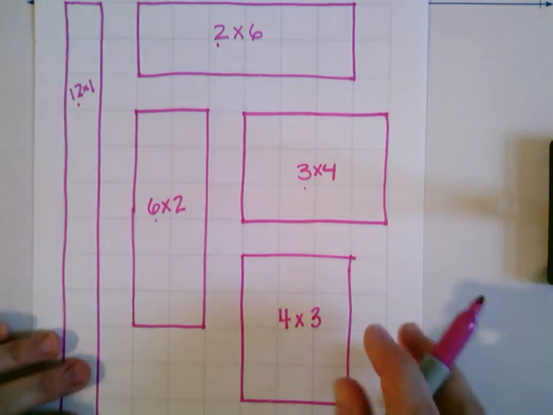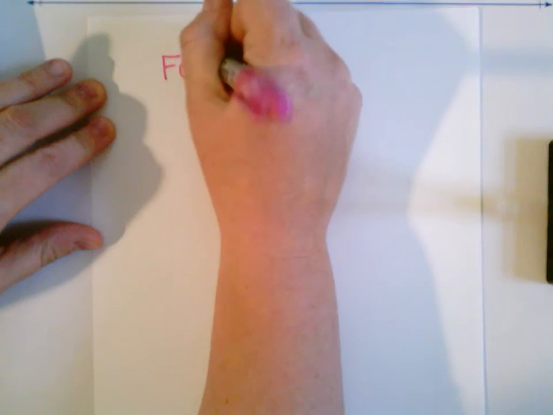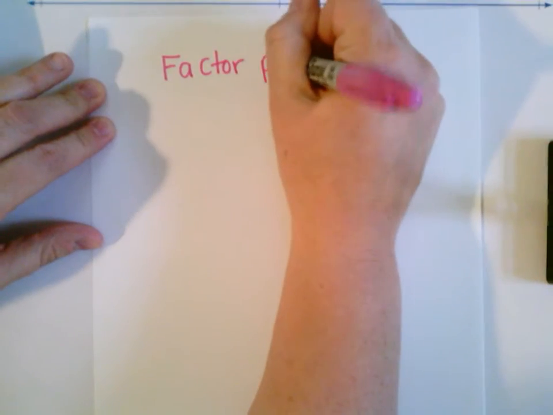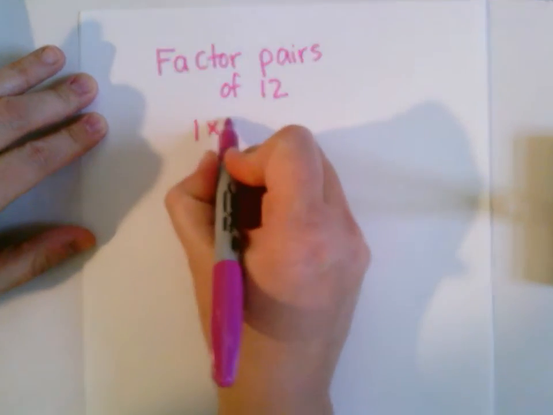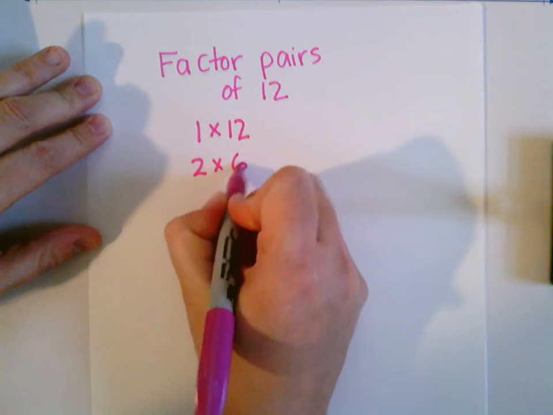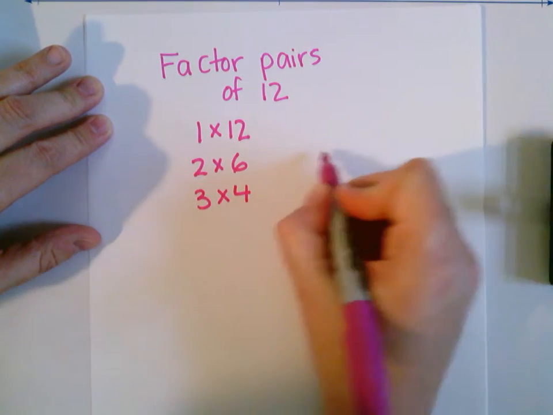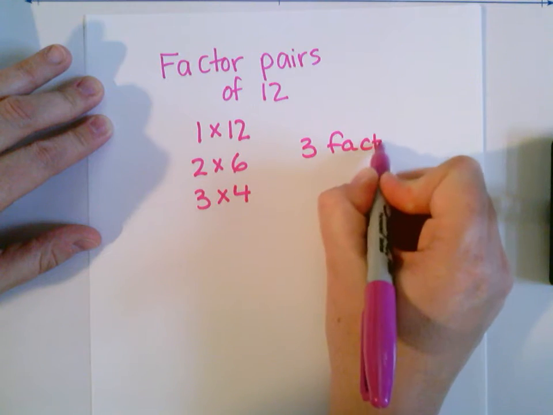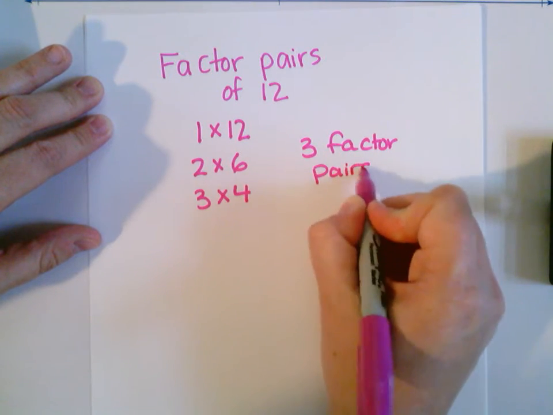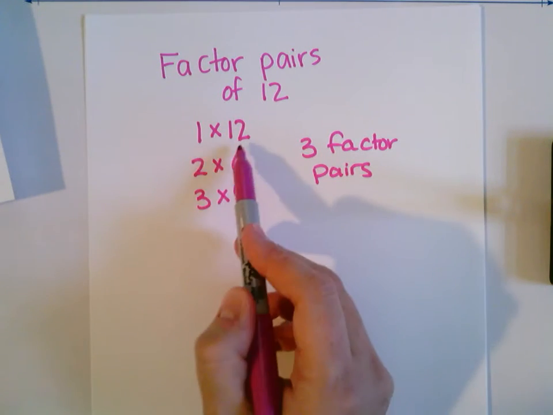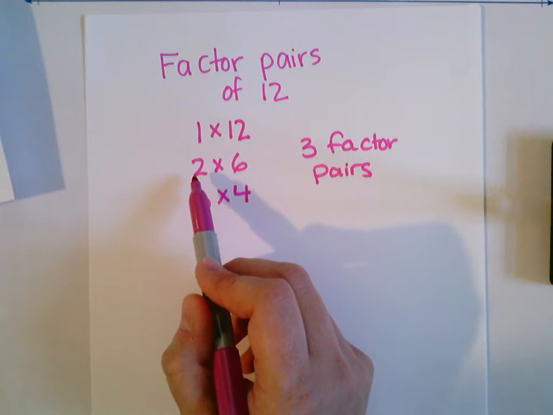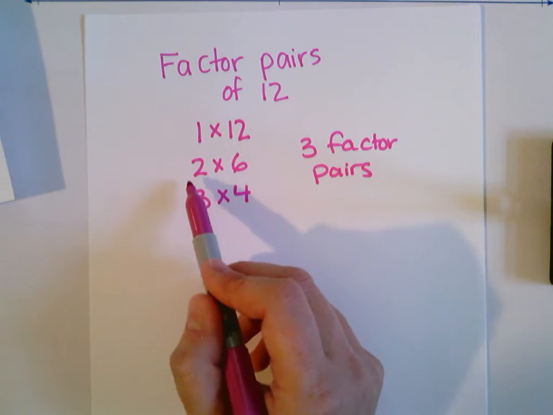So if I was going to list the factor pairs of 12, I would have 1 times 12, 2 times 6, and 3 times 4. So it has 3 factor pairs. Okay, so 12 has 3 factor pairs, 6 factors total, and I do not need to list them twice. I do not need to list 2 times 6 and 6 times 2. That counts as 1 factor pair.